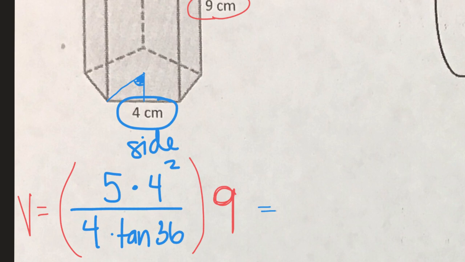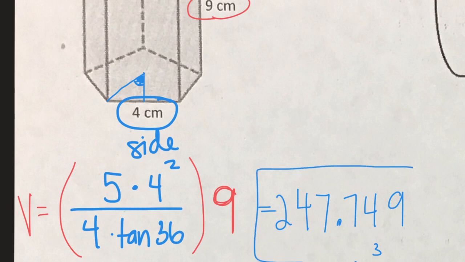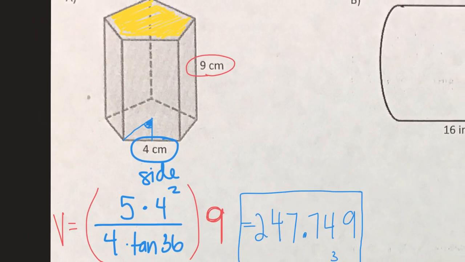The area of our pentagon comes out to be 5276. And then when we multiply that by 9, we get a total volume of 247.749 is what my calculator says. And units for volume, since we're multiplying an area times a height, they are cubic units. So 247 and change cubic centimeters is the volume of our pentagonal prism with a side length of 4 and a height of 9.